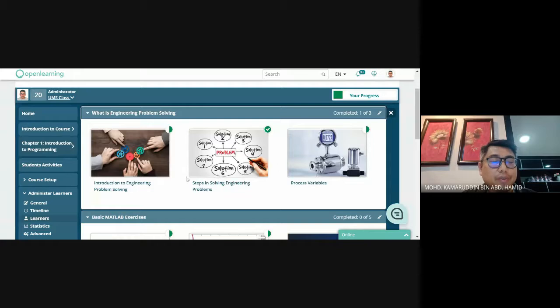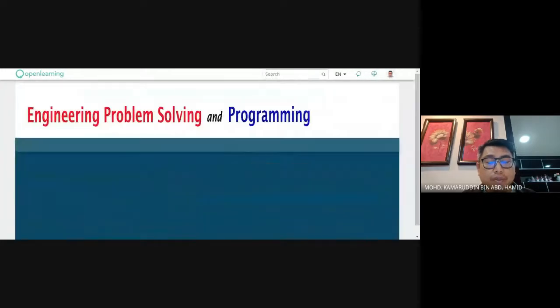All right, so what is engineering problem solving? There are 3 subtopics that we will cover today. One is the introduction of engineering problem solving itself, and then the steps required in solving an engineering problem, and some definition of the process variable, including the units. For your information, in solving engineering problems, variables are very important together with their units. All right, so we'll do that later. So first we go for this introduction to engineering problem solving.